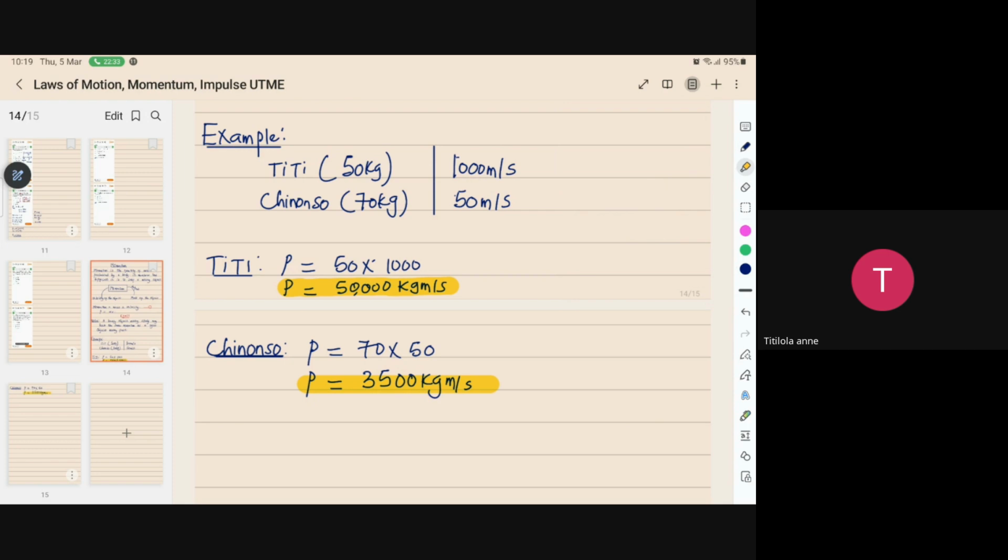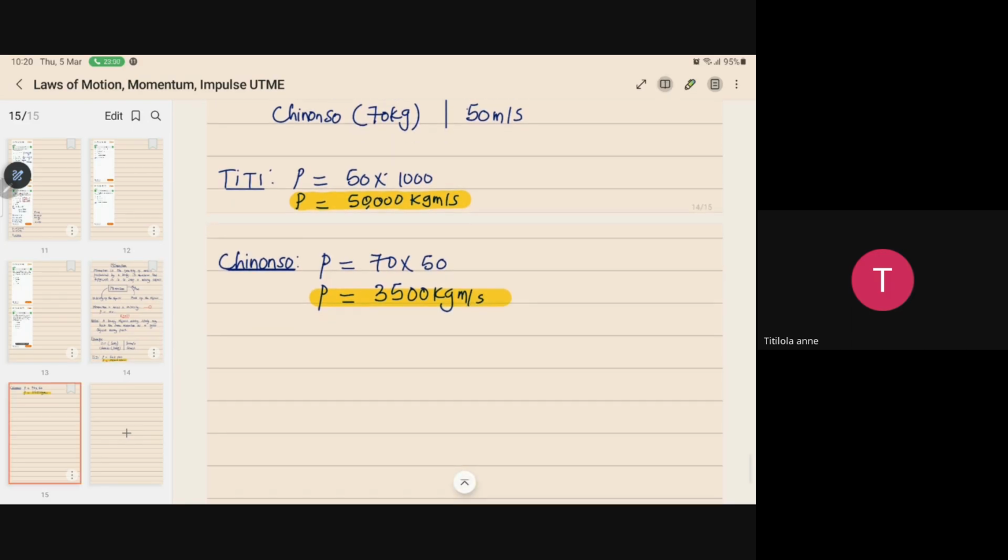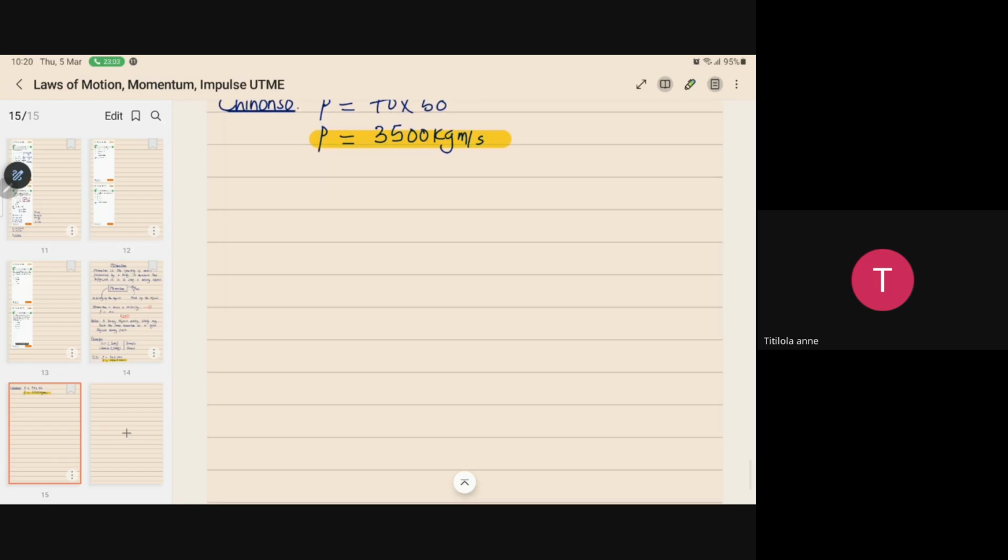In as much as Emmanuel had more mass, he was weighing 1,000, but because his speed was not good enough, you could see that Titi had that very advantage of moving past him. Can you see that? So that's the basis upon which your momentum works, right? So we've established that concept, and we're still going to come back to this very concept. So please take notes as we journey together.